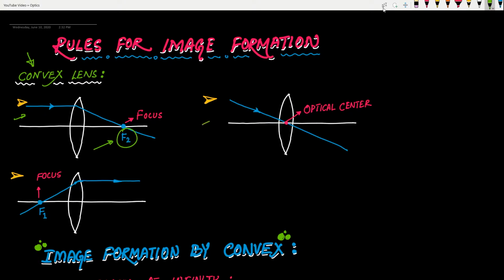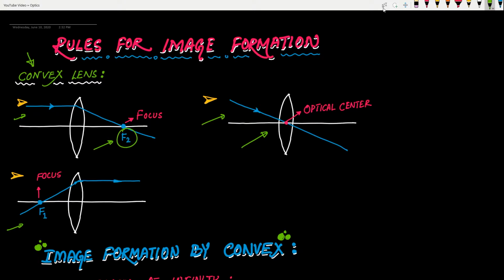The second rule is that whenever a ray passes through the optical center, the ray will go undeviated. This one has also been described in my previous video. Simple as that. And the third rule is that if a ray of light passes through the focus, that is the first focus, and hits the lens, then after refraction, the ray will become parallel to the principal axis. So these are the three rules that you need to remember.